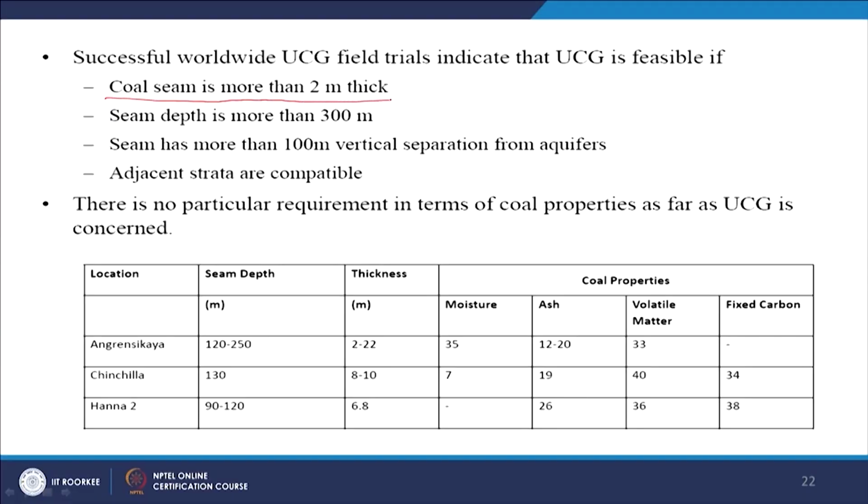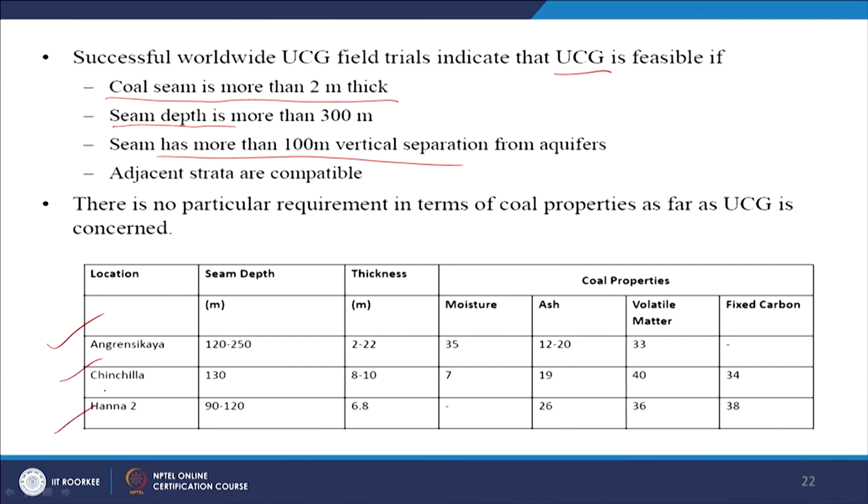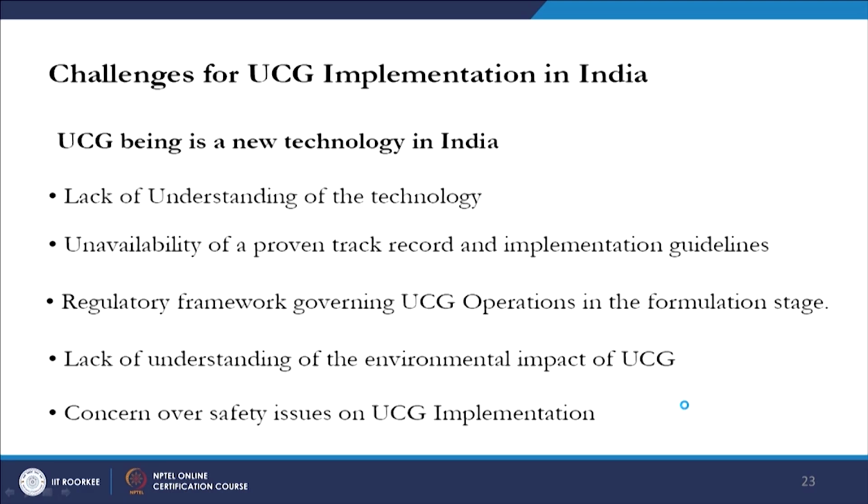So, on the basis of the data people have worked on, it is evident now that if the coal seam is more than 2 meter thick, in that case this technology is feasible. It also requires seam depth more than 300 meter, and the seam must have more than 100 meter vertical separation from aquifers. These are the requirements for the UCG, and these are some examples of UCG based plants where the seam depth is provided, thickness of the seam is provided and quality of the coal is also provided. So, it is very clear that this method can be used for any type of coal, the quality of coal does not matter. So, that is the advantage of this technique, but we have some challenges in India.